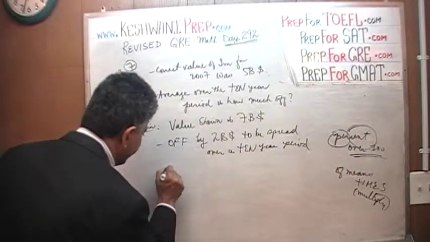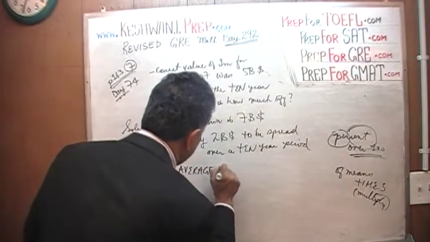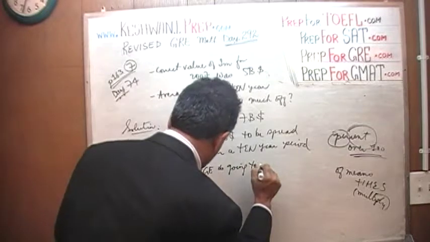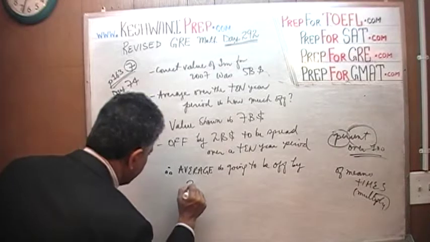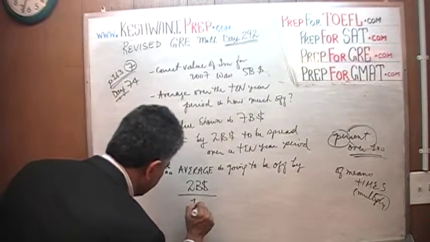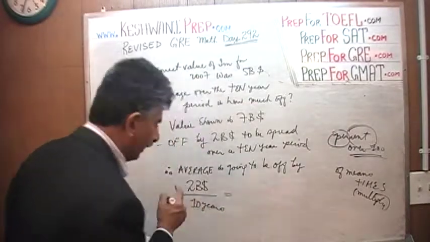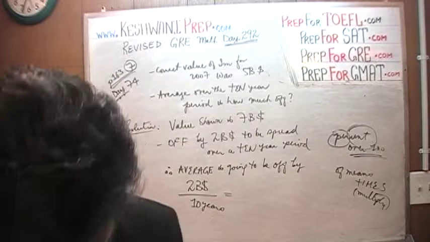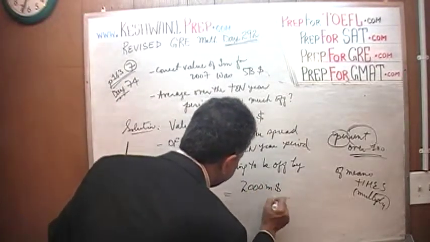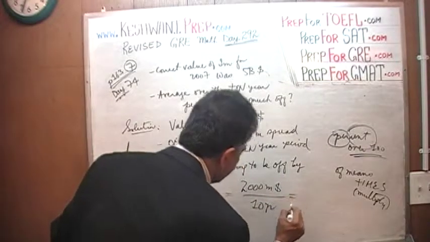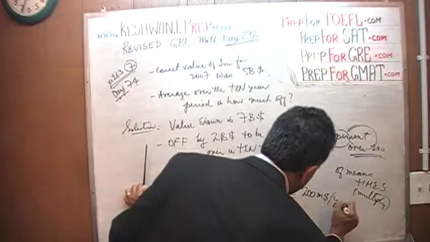Therefore, the average is going to be off by the $2 billion that we have spread over 10 years. And that $2 billion is the same as $2,000 million over 10 years. And 2,000 divided by 10 is $200 million per year.